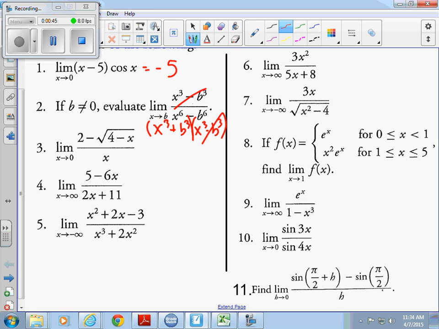And so I get b cubed plus b cubed, which is 2b cubed. Oh yes, it would be 1 over 2.